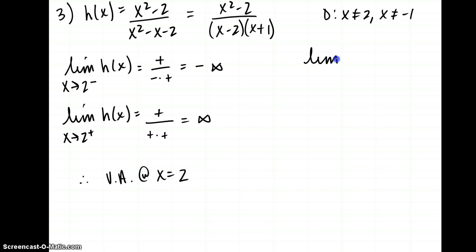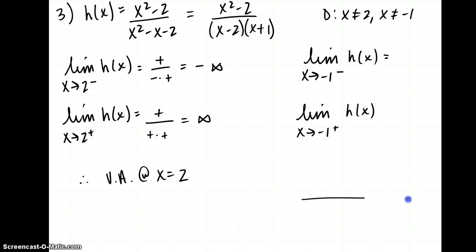Now for negative 1, limit as x approaches negative 1 from the left, limit as x approaches negative 1 from the right. Alright, so negative 1 from the left, we'll plug in negative 1.1, and to the right of negative 1, we'll plug in negative 0.9.